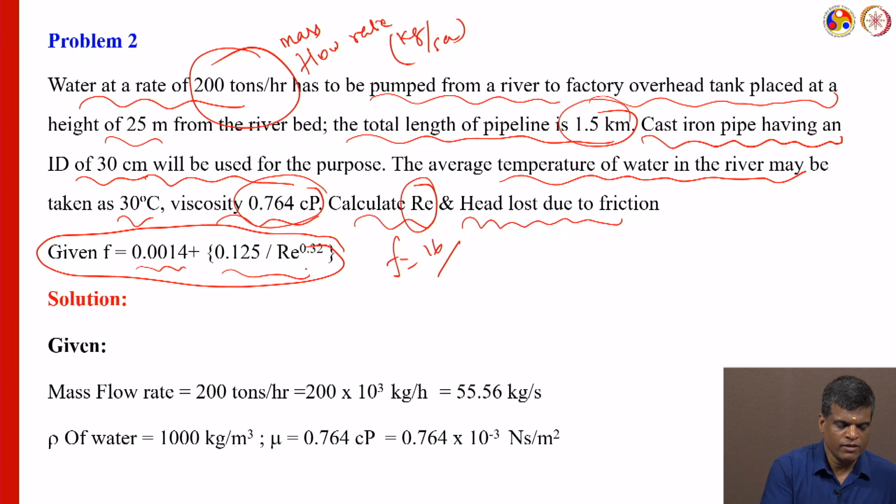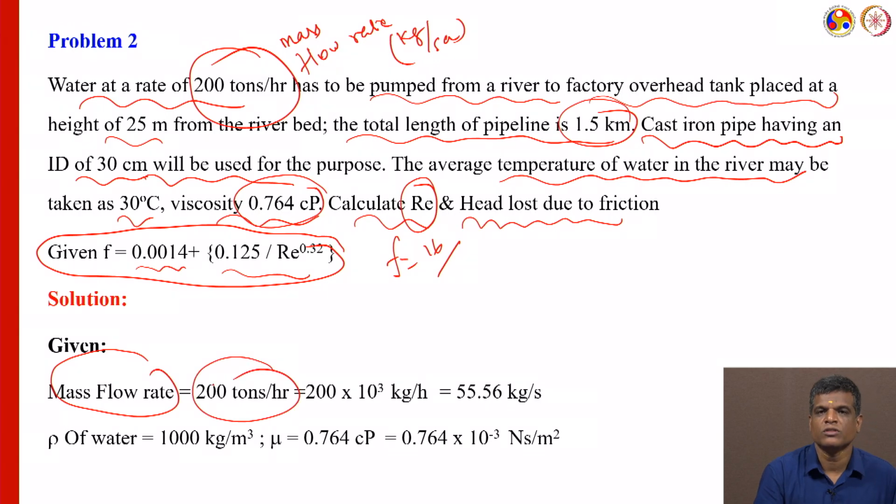So, here first, what is the mass flow rate? The 200 tons per hour, we cannot use; we have to use everything in terms of SI units. So convert it in terms of kg per hour, then finally to kg per second. So this, the mass flow rate, we have done.